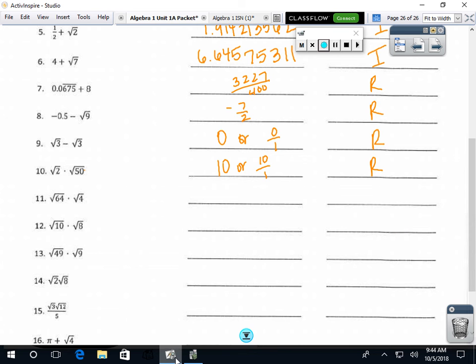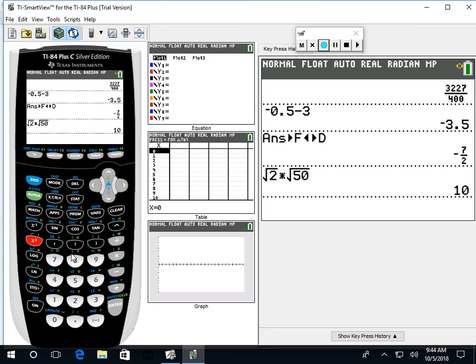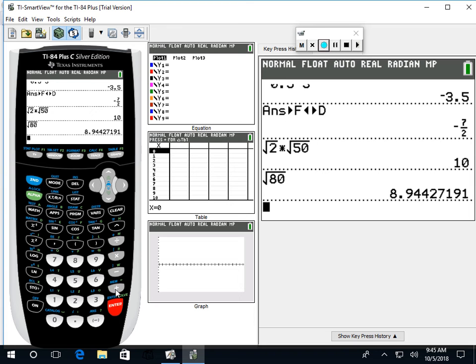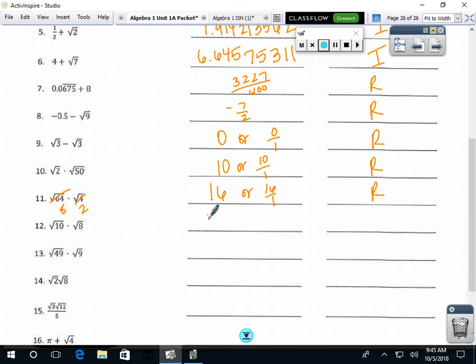All right, square root of 64 times square root of 4. Well, isn't that just the same thing as 8 times 2, which is 16? Or 16 over 1, which is a fraction, so rational. Square root of 10 times square root of 8 is square root of 80. So you can either just type in the square root of 80 if you realize right away, or you can type in the square root of 10 times the square root of 8 and you'll still get this number. When you try to turn that into a fraction, what happens? Nothing. It spits back out the decimal, so that's irrational.